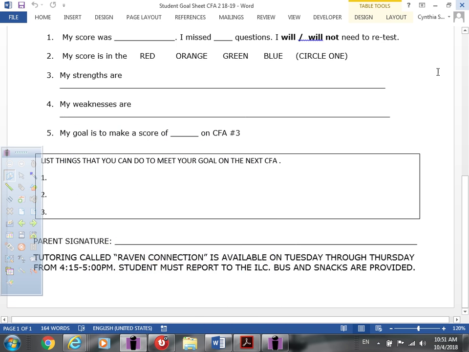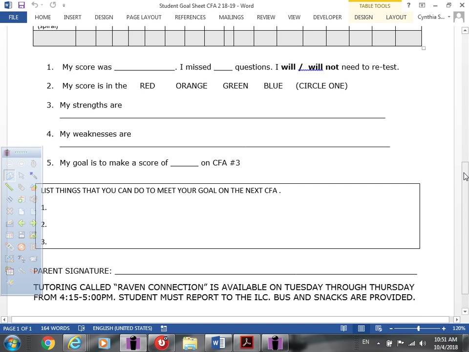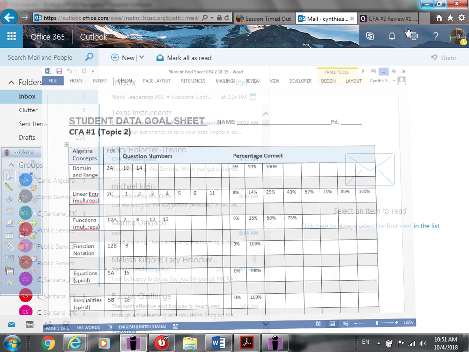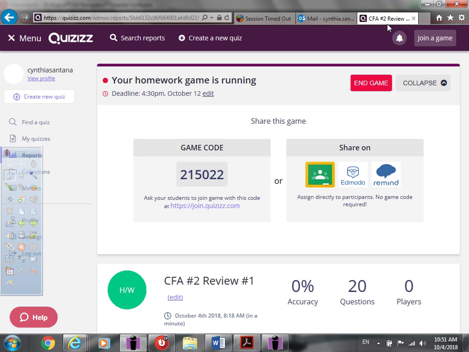Take that and get it signed by your parents. Your parents need to know how you're doing on your test. Then bring it back tomorrow for a raffle ticket. That's how you can earn a raffle ticket tomorrow. Just bring it back signed. Tomorrow I'll let you retest if you need to, but we're going to go on to the next chapter. I'm going to have to do the next lesson, but those of you who need a retest, I'm okay with you retesting while I'm lecturing. Okay?